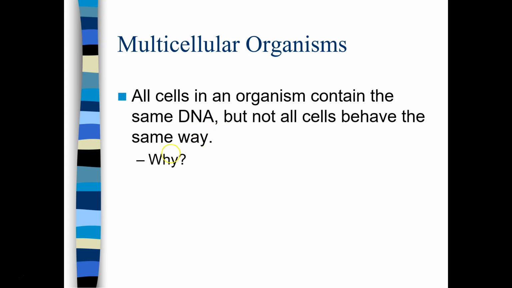So basically all cells in an organism contain the same DNA. There are some weird exceptions like red blood cells. Red blood cells started out with all the same DNA, but then they had their nucleus taken out, and that's why they have that funny little button shape. But we can say all cells in an organism contain the same DNA, right?